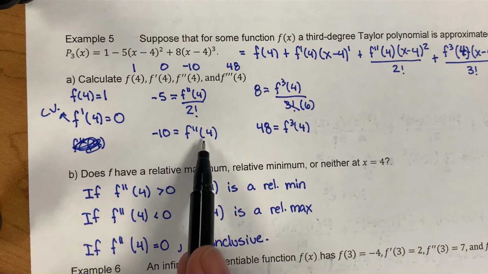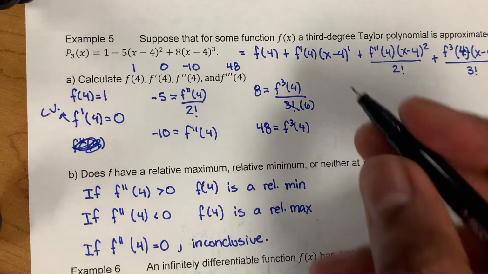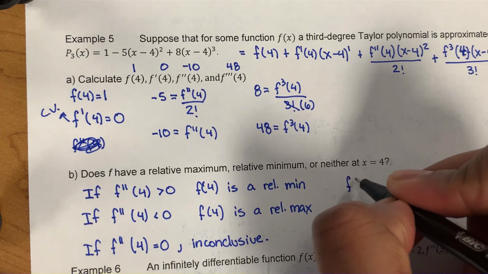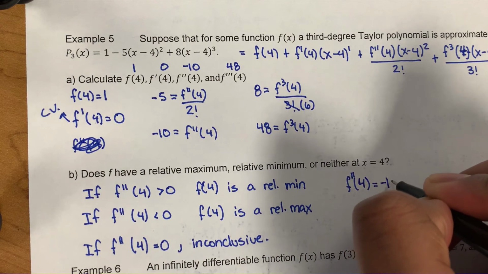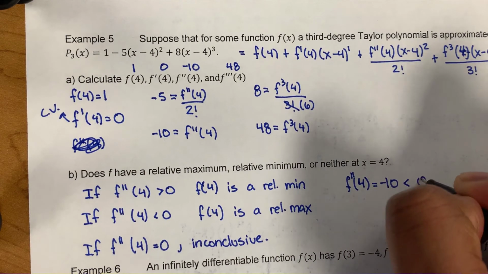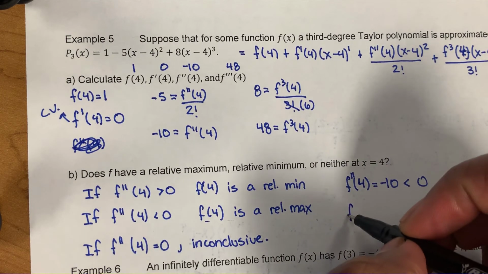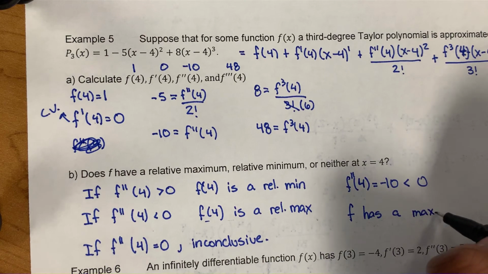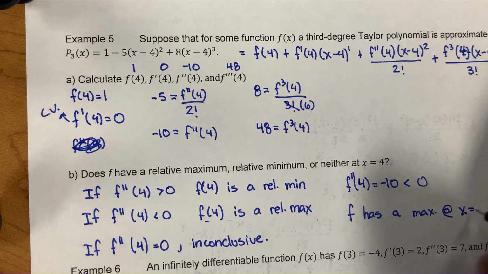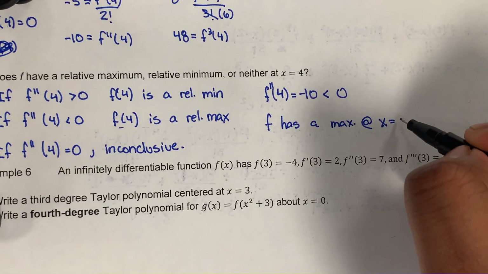So we know the second derivative for 4 is -10. So f double prime of 4 is equal to -10, which is less than 0. So it means that f of 4 is a relative max. So we're going to say f has a maximum at x equals 4.